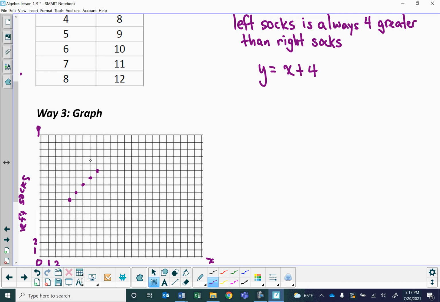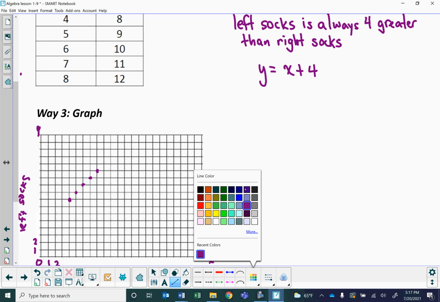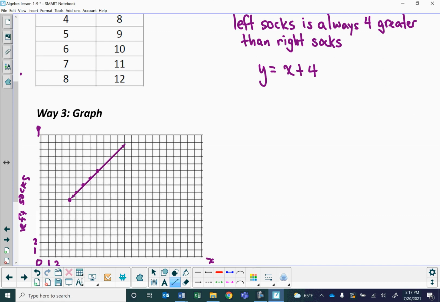I can see a little pattern here, and I can definitely see this is linear, so I'm going to actually draw a line for these. I need to make sure that my line is that way, and I want to make it purple. See how well I can draw my line today. So I can expand this, and then I can make some predictions on how many socks I had. Okay, and the last thing I should do is I should always label my graph. This is left versus right socks.